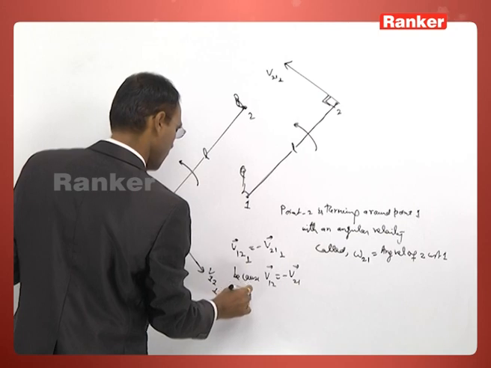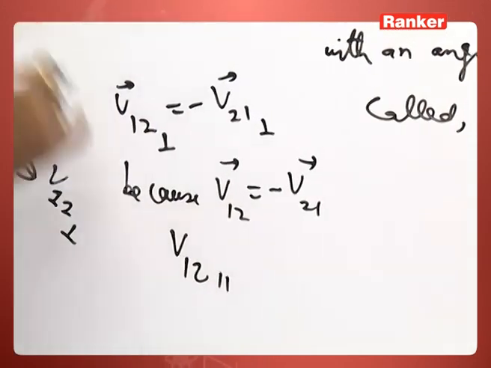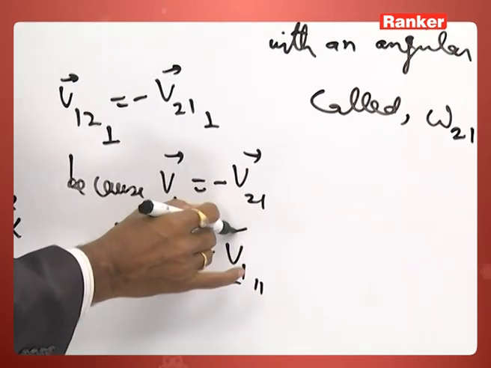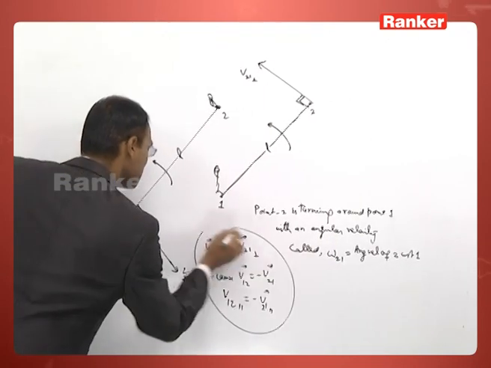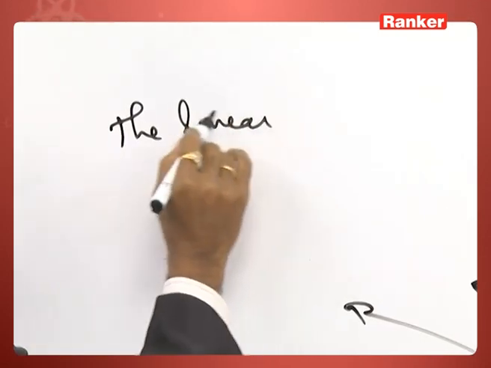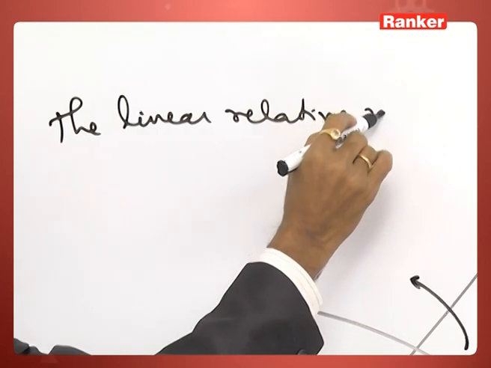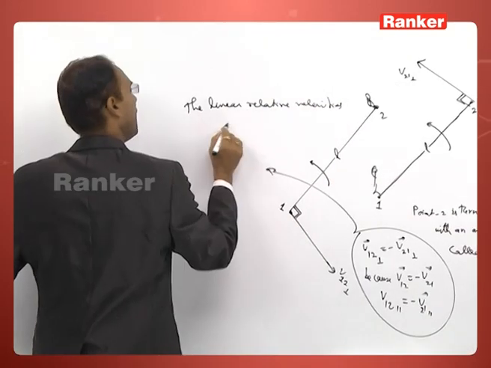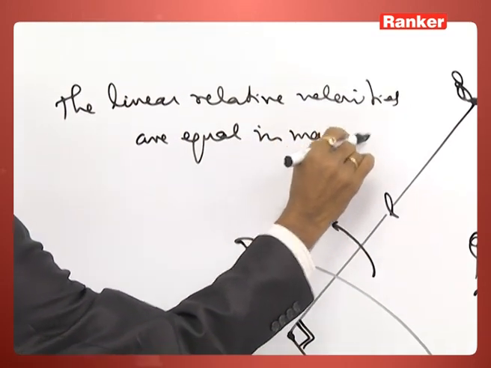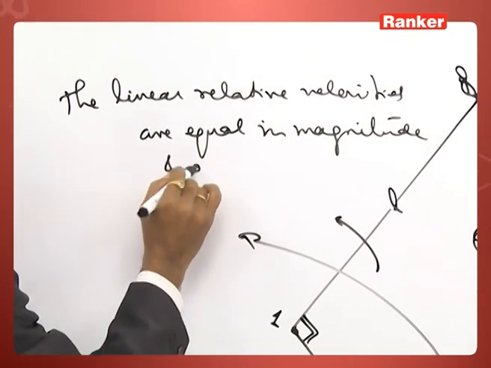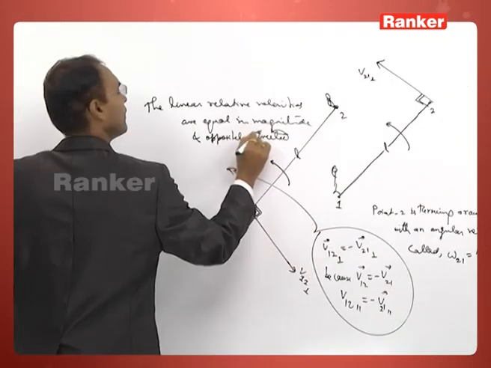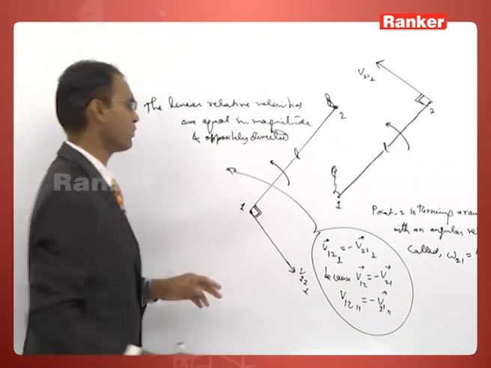And of course, v12 parallel along the line of separation will be equal to minus v21 parallel. This signifies the fact that the linear relative velocities are equal in magnitude and oppositely directed. That part is very clear and diagrammatically also we have shown.